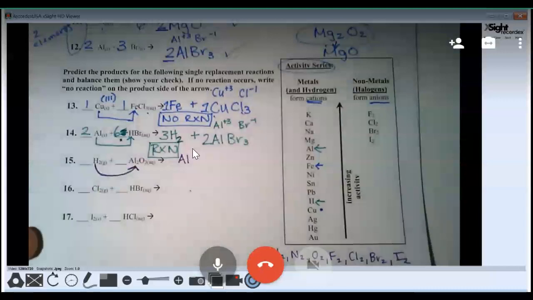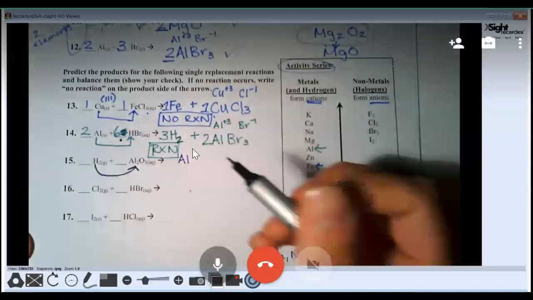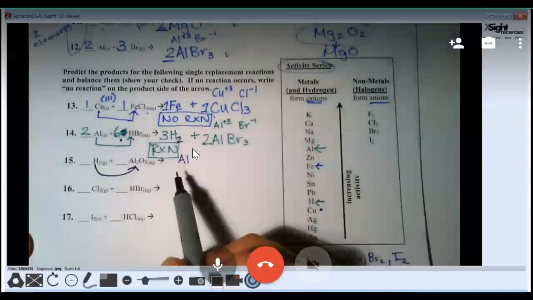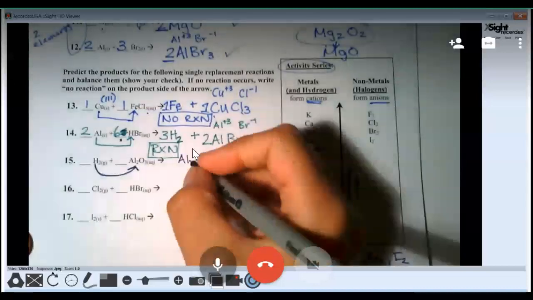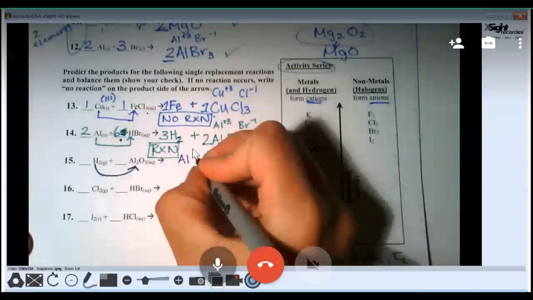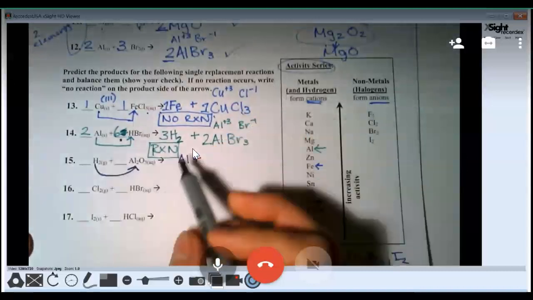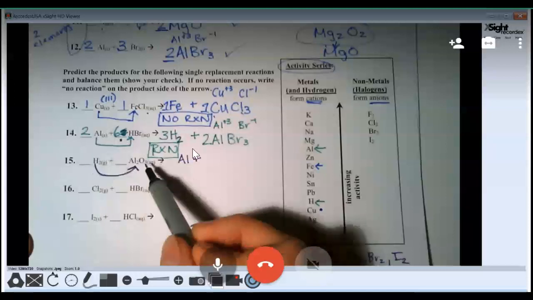Whoops, dropped my folder. Okay, so let's see. So aluminum is not a diatomic, so it can stand alone by itself. It was kind of a trick question, so sorry about that. So aluminum is going to be kicked out, and then we're going to have hydrogen and oxygen together.